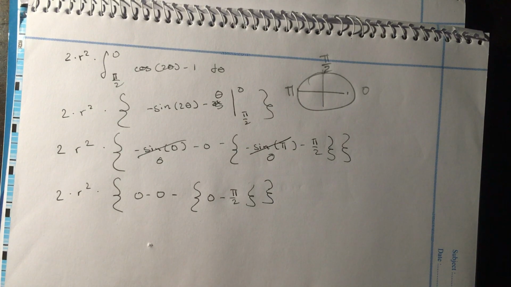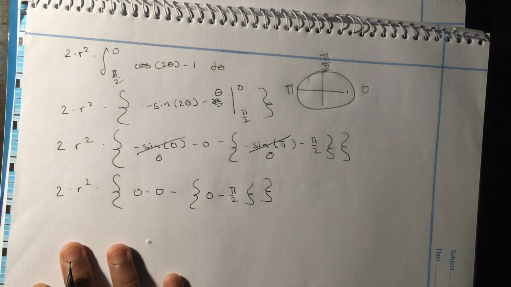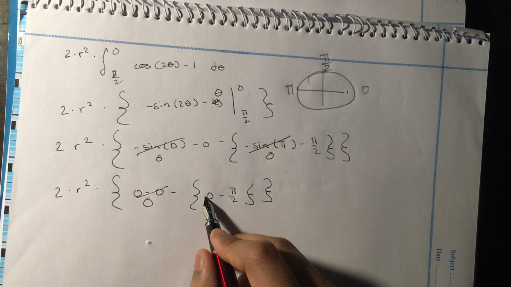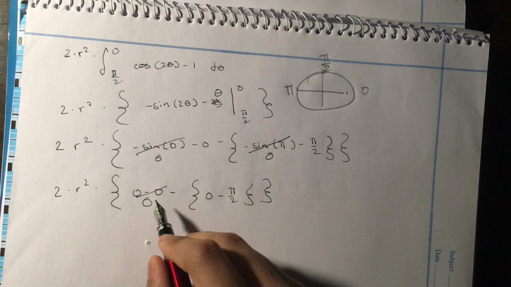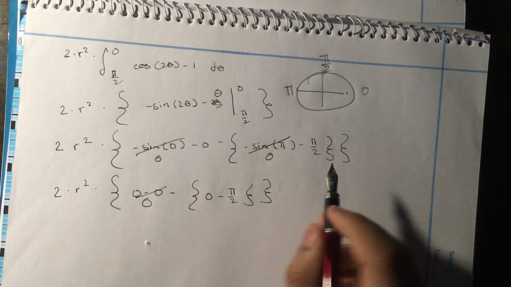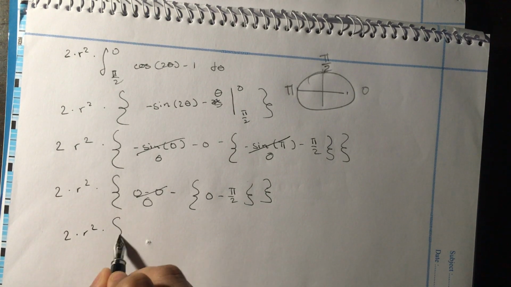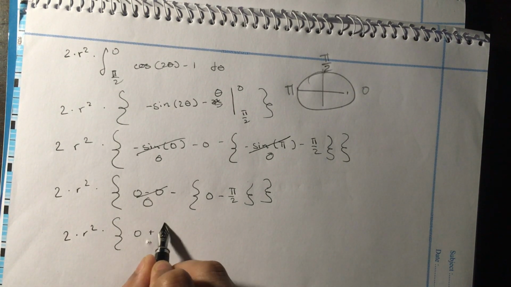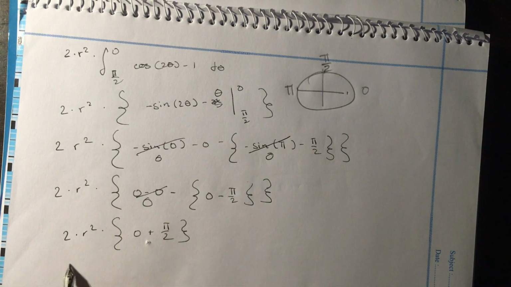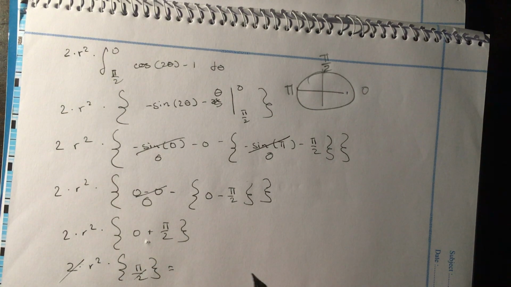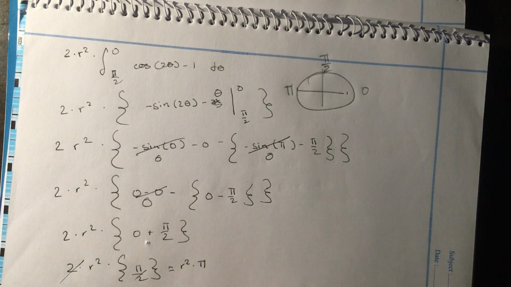Alright, now you guys should be able to do this from here. 0 subtract 0, that's 0, of course. 0 subtract 0, that's 0. And 0 subtract negative pi over 2, well, that's positive pi over 2. So now we have 2 times r squared times 0 plus pi over 2, which is just equal to 2 times r squared times pi over 2. Alright, now what do we see? We see the 2's cancel out, and now we just have r squared times pi.